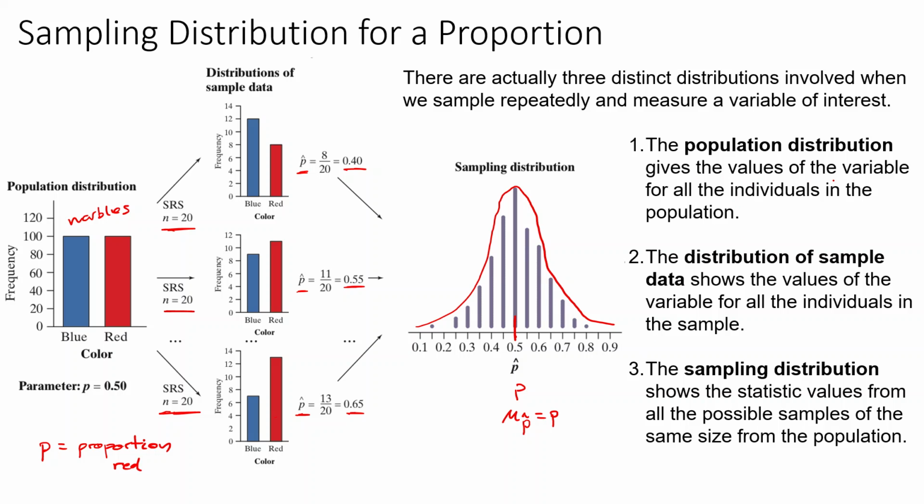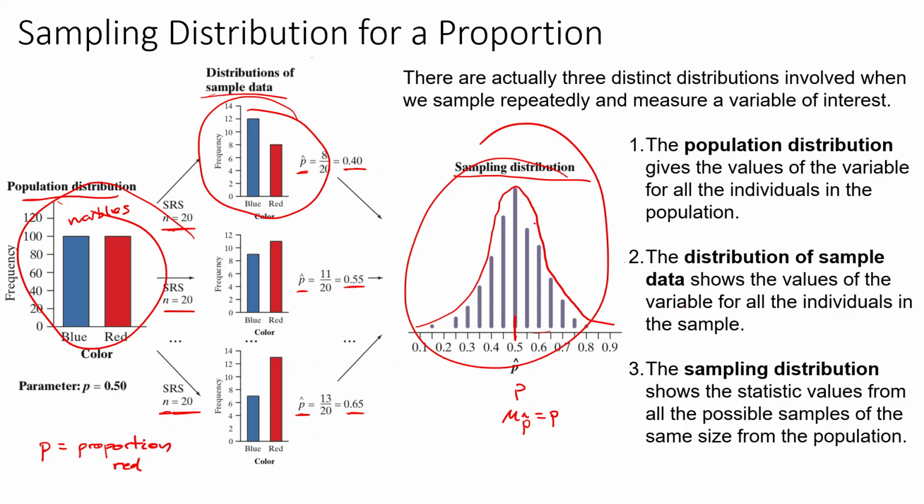All right, so the population distribution gives values of the variable for all individuals, so that's the population. Then there's the distribution of sample data. This is the sampling distribution here, a distribution of all the sample statistics. So we have the population distribution, and we have the distribution of each sample. This would be one distribution, this would be one distribution, and this would be one distribution. So we really have 3 distinct distributions happening: the population, each individual sample, which is a distribution, and then the sampling distribution. The "ing" at the end makes all the difference. It is the distribution of all the possible sample statistics.